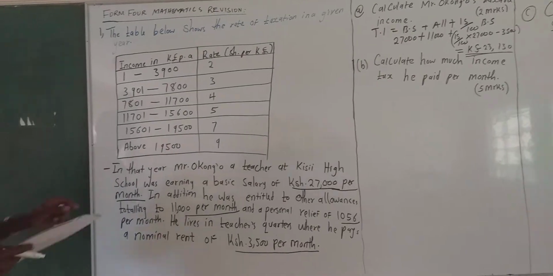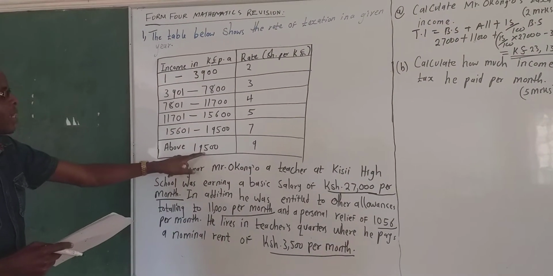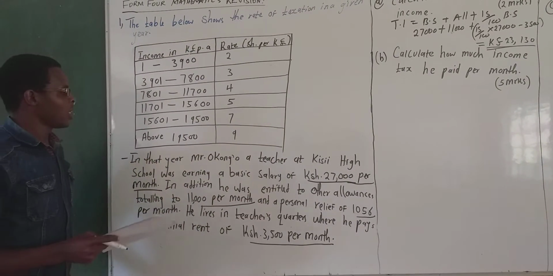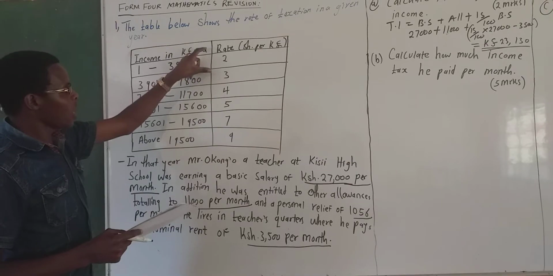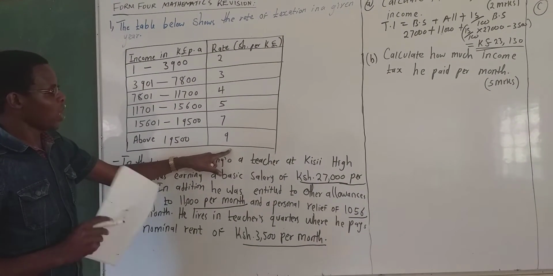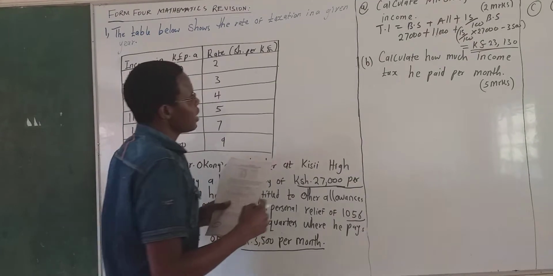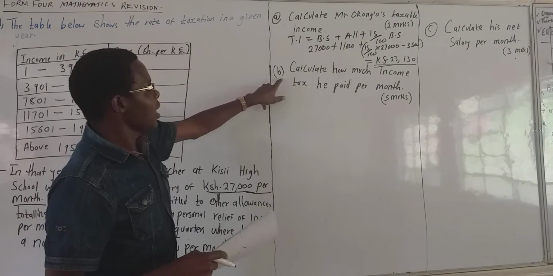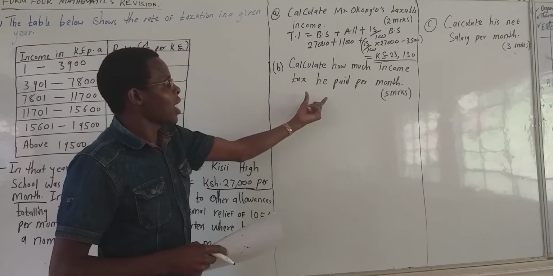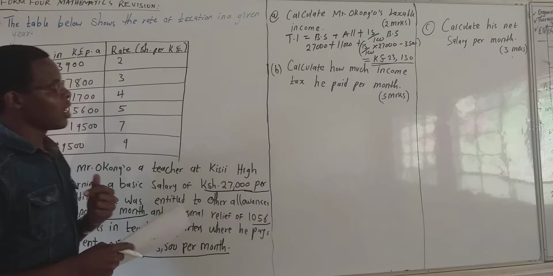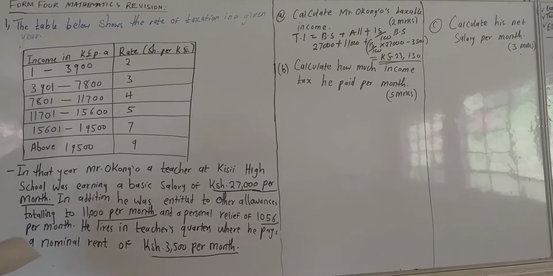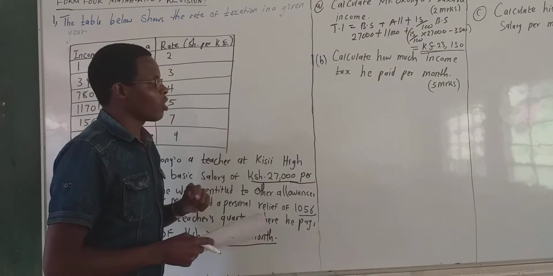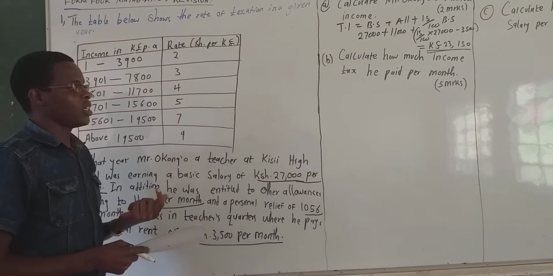And according to the table, 23,000 is above 19,500. That means we have to work up to the last slot. Let us start with the first one. This applies to question number 2, whereby they are telling us to calculate how much income tax he paid per month. But what we are going to work here is per year. After all, we are going to convert it into per month by dividing it by 12.